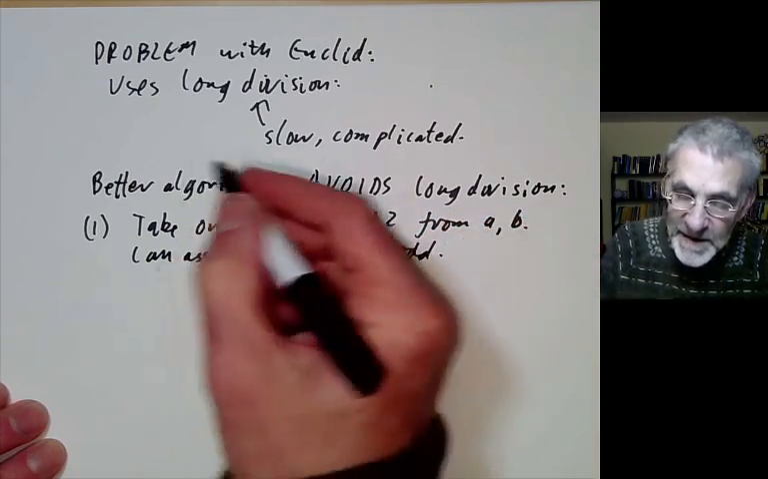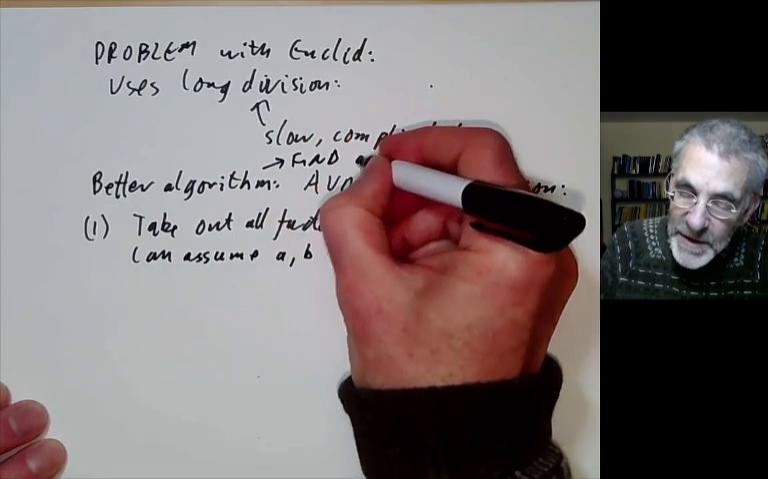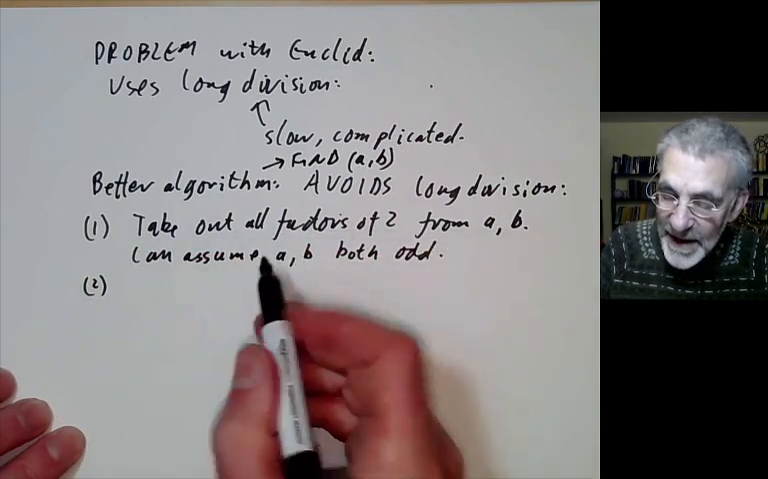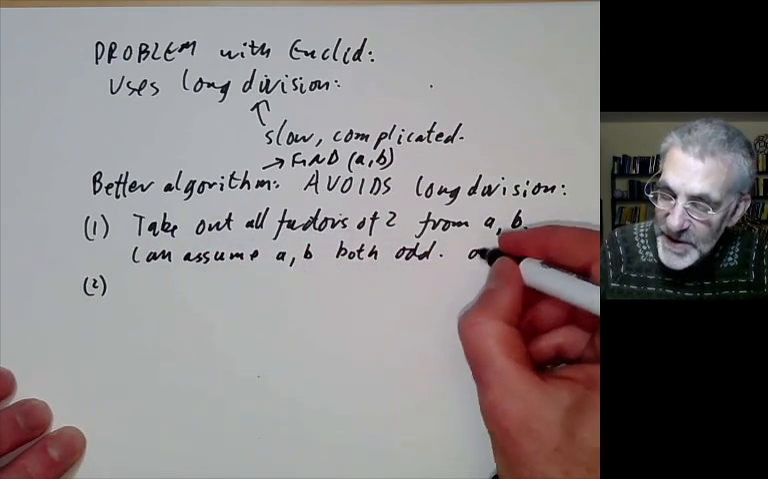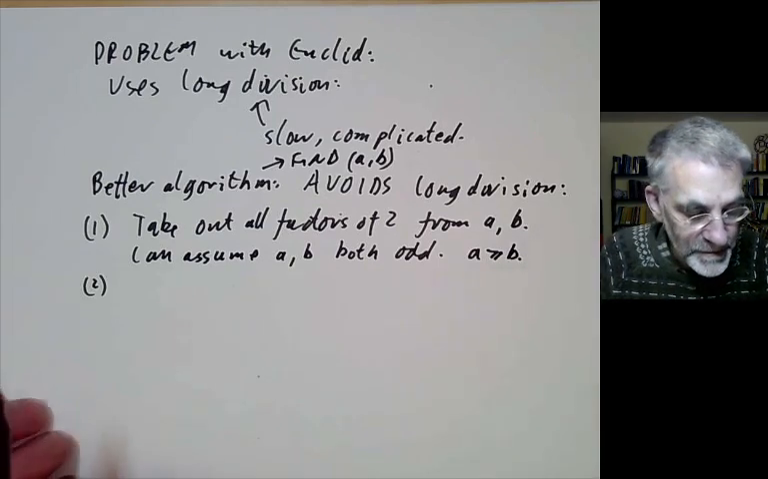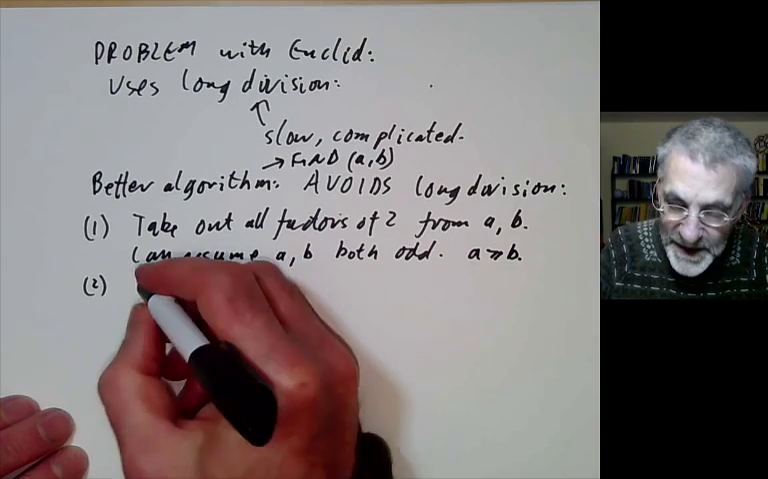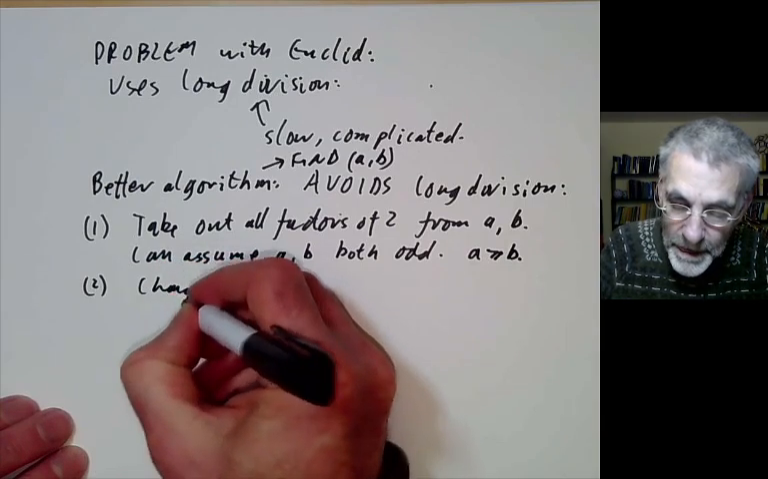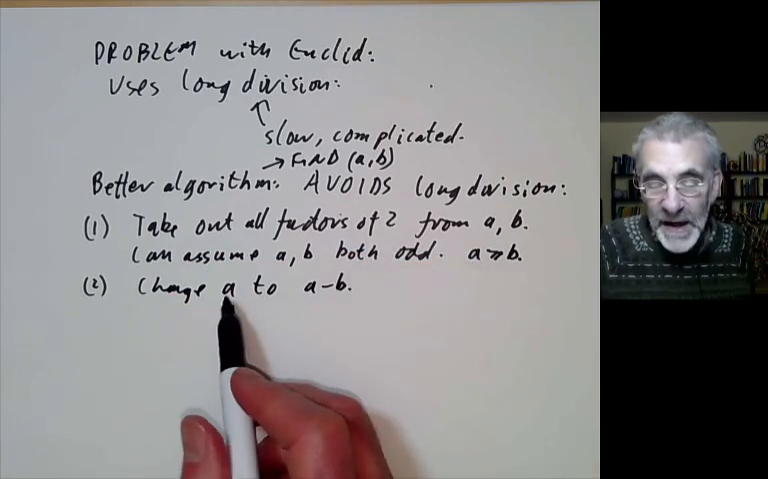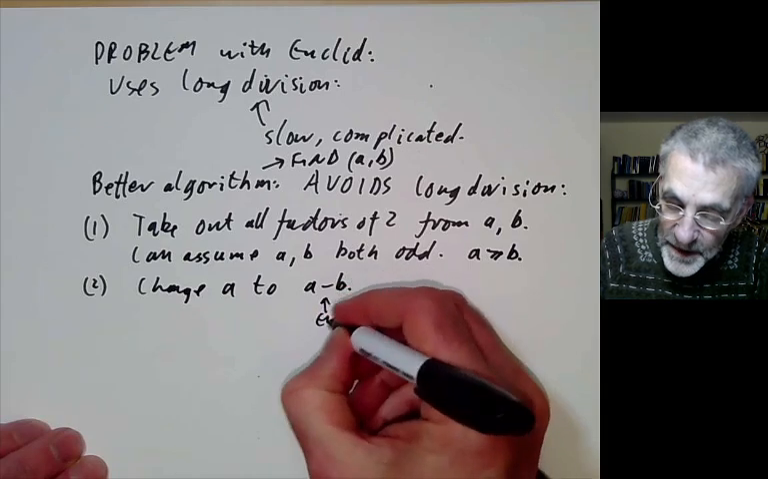I should have said we're having an algorithm to find the greatest common divisor of two numbers A and B. And we may as well swap them, so we can assume that A is greater than or equal to B. And now step two is we change A to A minus B. So instead of doing a division, we've got a subtraction, and this is now even.